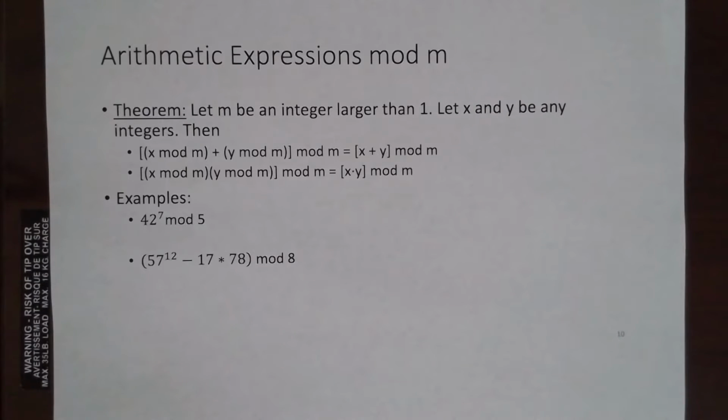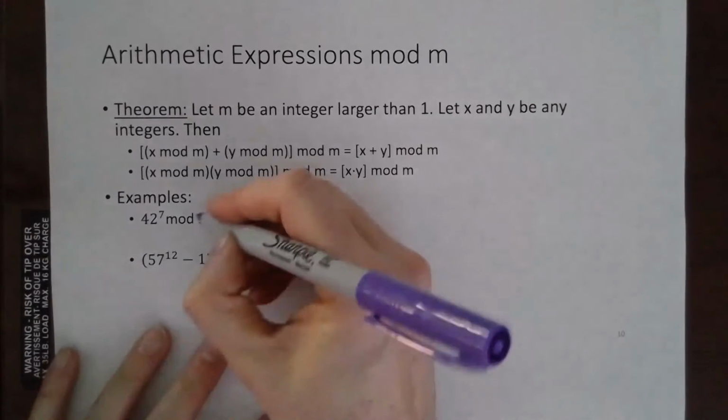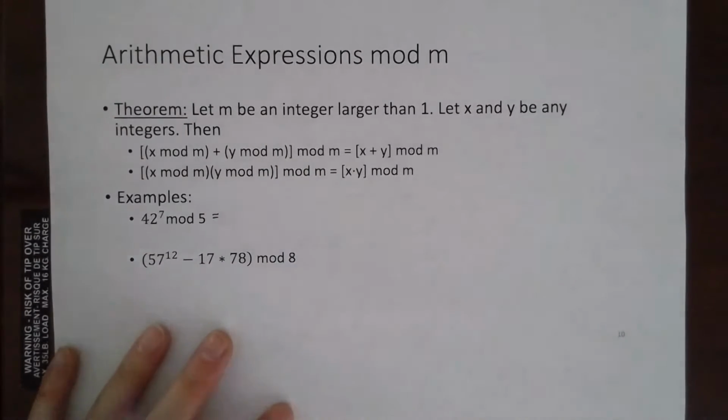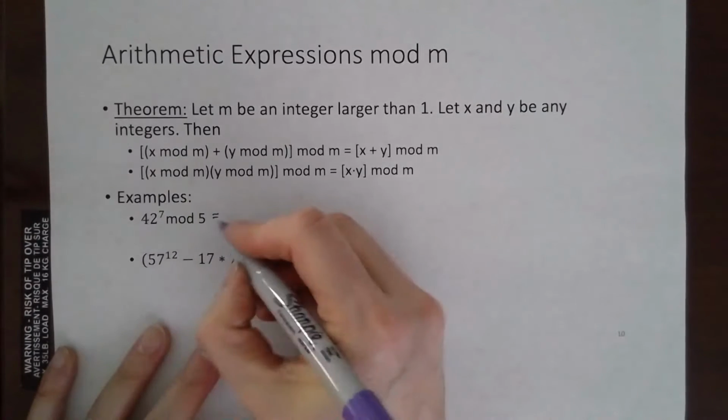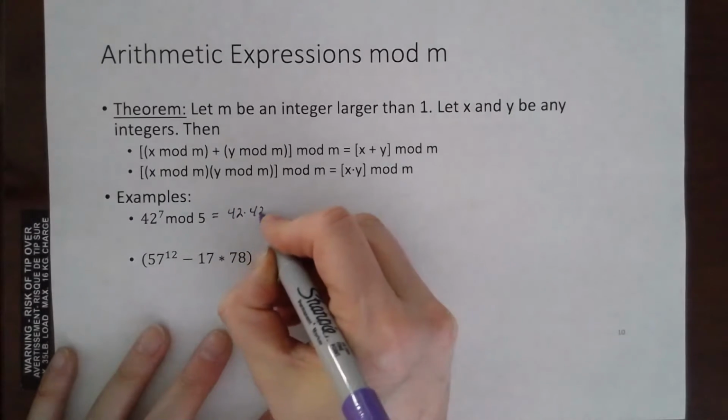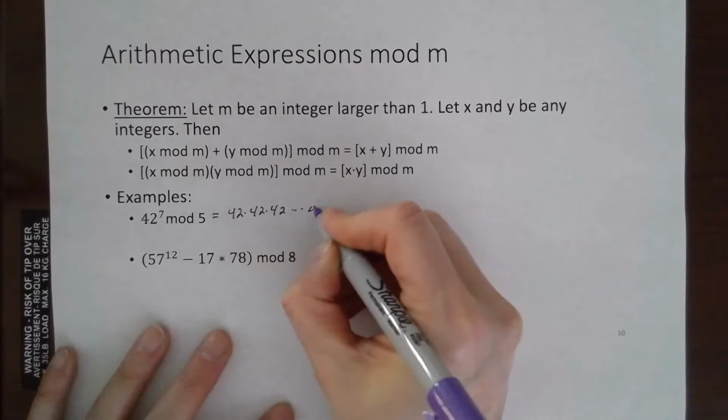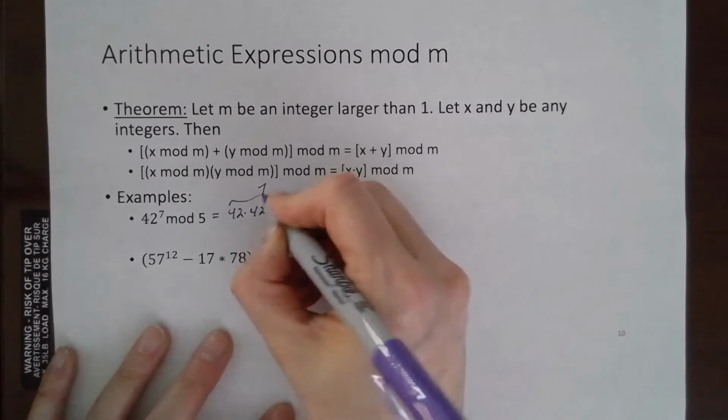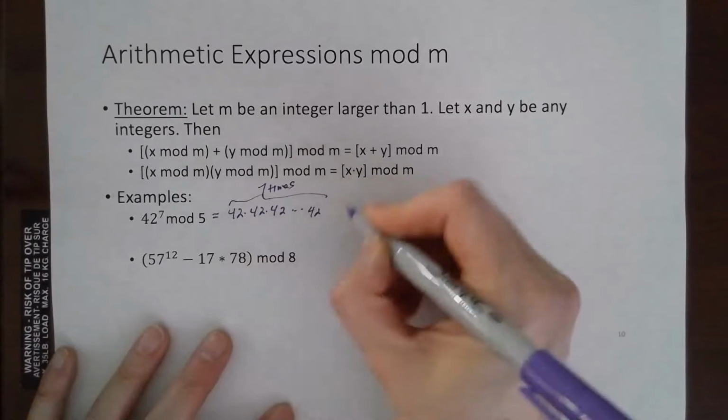So let's say you wanted to do 42 to the 7th mod 5. Well, if you go and put 42 to the 7th in your calculator, it's a huge number, right? And then you put it in exponential form, and it's really hard to work with. So doing 42 to the 7th is a little bit tricky. But if we realize that 42, if I write this, imagine what this means. This means 42 times 42 times 42, 7 times, mod 5.